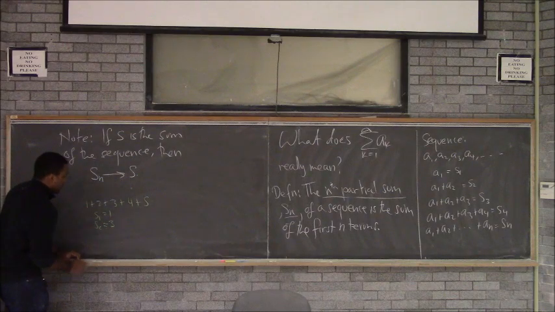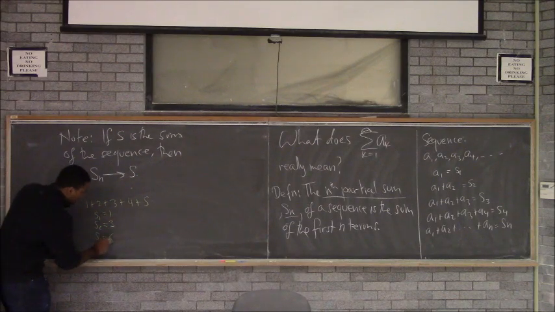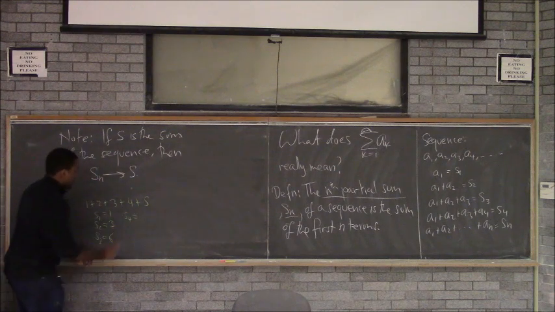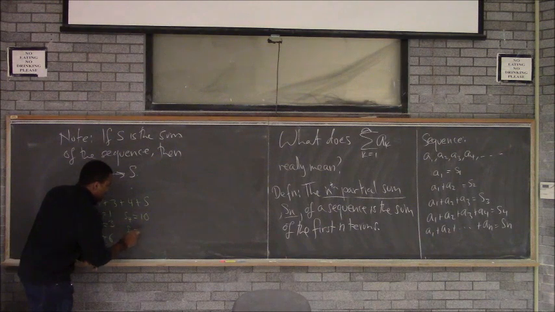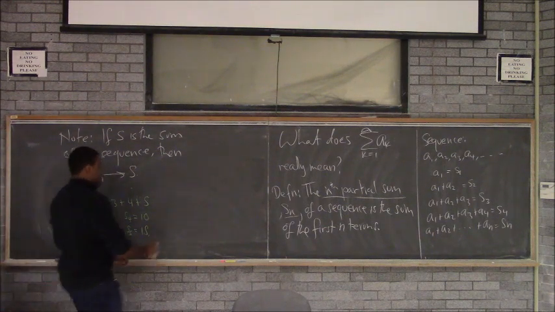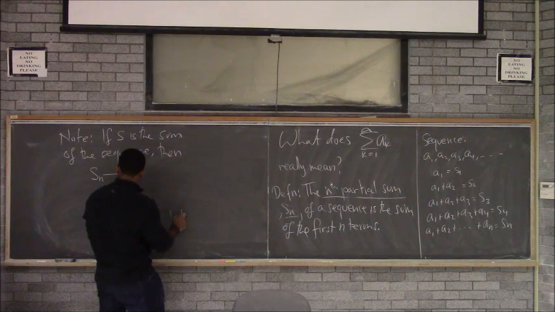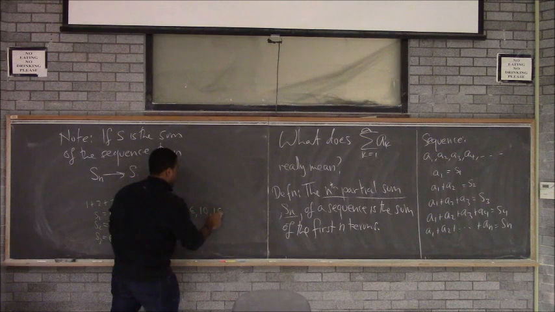That would be 3. Then my S3 would equal the sum of the first 3. That would be 6. Then my S4 would be the sum of the first 4, that would be 10. Then my S5 would be the sum of the first 5, that would be 15. Now what you'll notice about the list: 1, 3, 6, 10, 15.